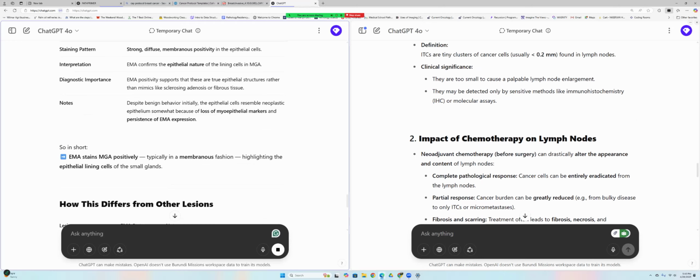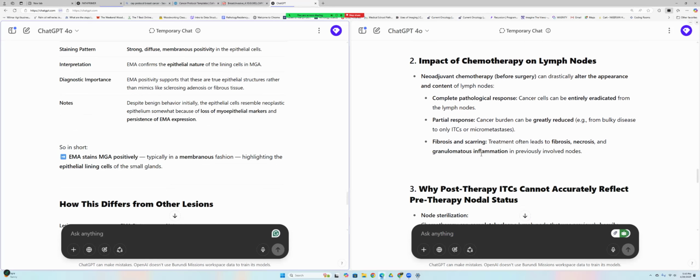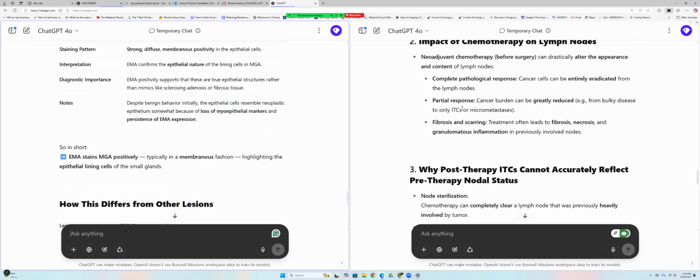Neoadjuvant chemotherapy before surgery can drastically alter the appearance and content of lymph nodes. They give what we call complete pathological response. That's the diagnosis normally rendered. Cancer cells can be entirely eradicated from the lymph nodes. Partial response means cancer burden can be greatly reduced from bulky disease to only isolated tumor cells or micrometastasis.